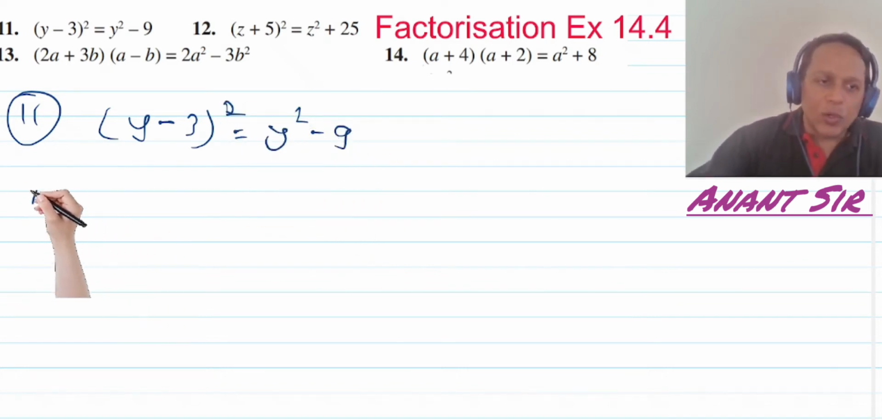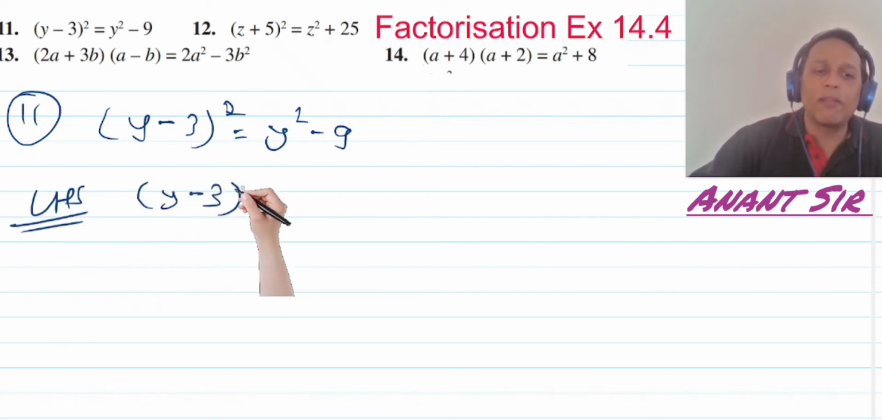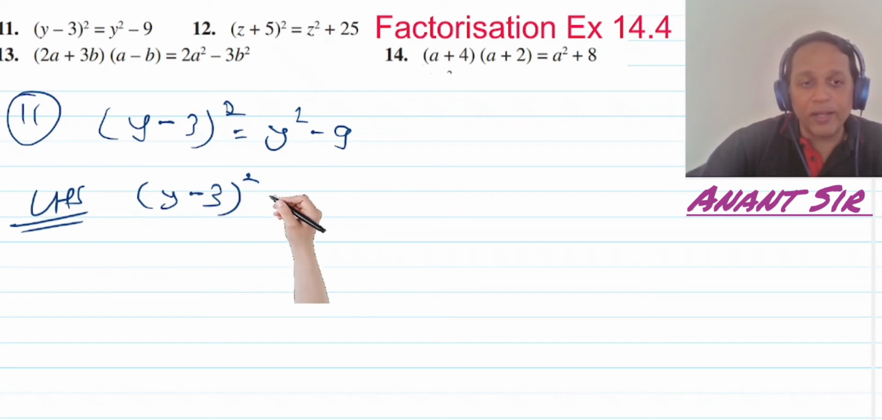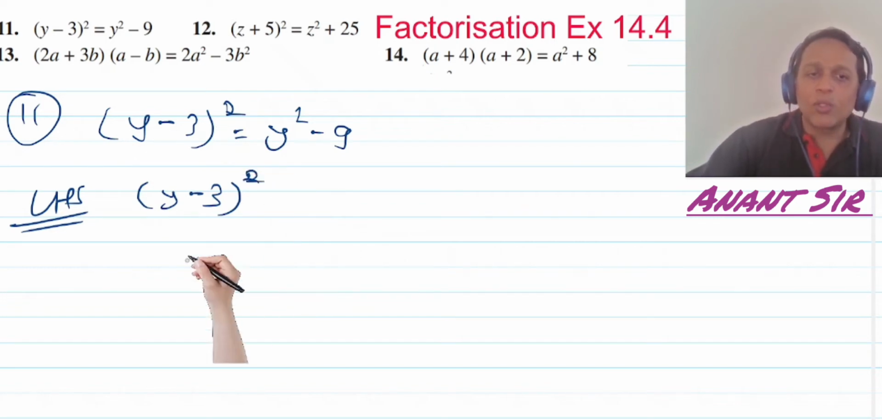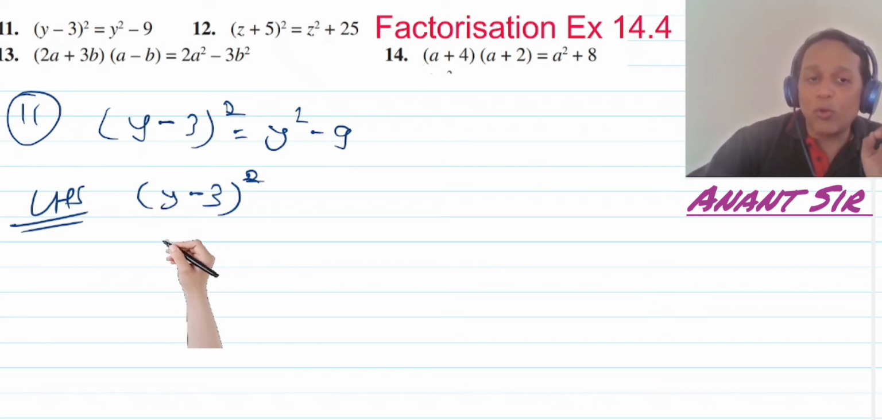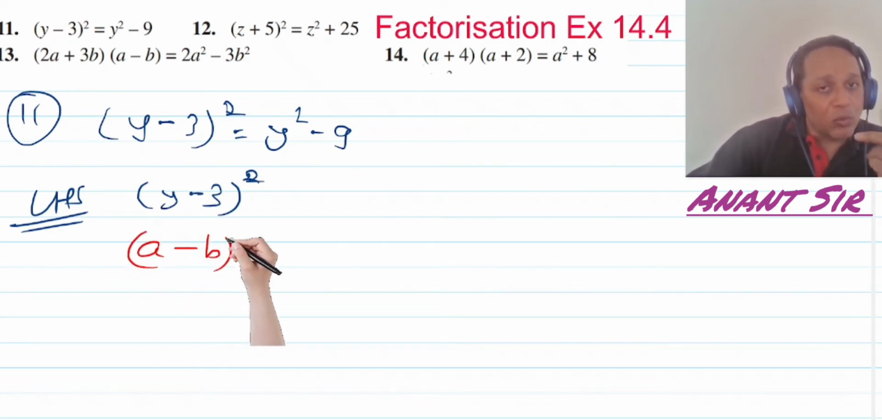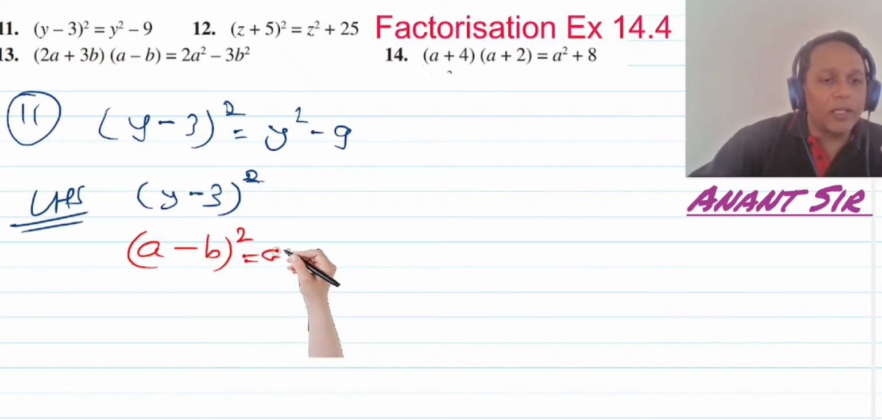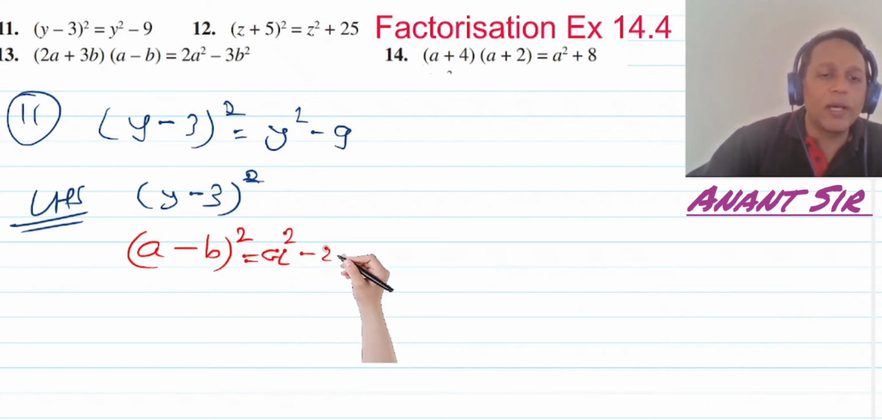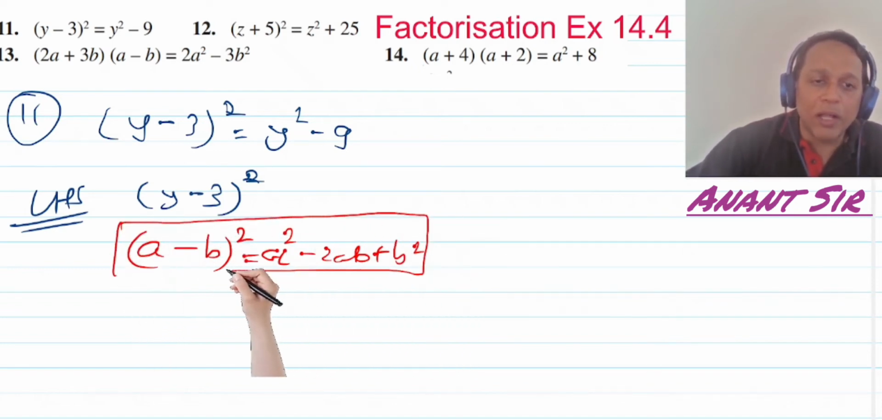So let's start by writing the left hand side of the first question, that is question number 11. So it is (y minus 3) whole square. Whenever we have the square of any bracket, we have to use the formula. You have to remember, if there is a negative between two terms and there is a square, then it has to be a square minus 2ab plus b square. This will be our answer.